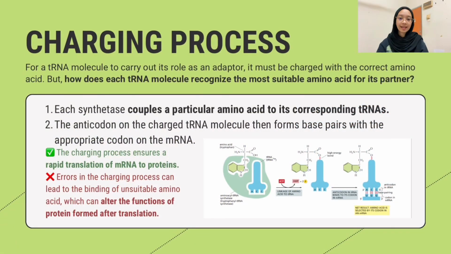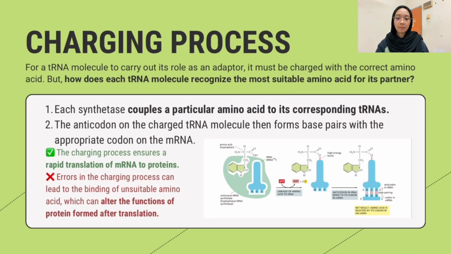Okay, next. Now I'll be explaining the charging process, which involves aminoacyl-tRNA synthetase. As we all know, aminoacyl-tRNA synthetase plays a crucial role in the charging process, which is also involved in the process of translation, which is the formation of protein. So, for a tRNA molecule to carry out its role as an adapter, it must be charged with the correct amino acid. But how does each molecule recognize the most suitable amino acid for its partner? So this is where the charging process comes in handy.